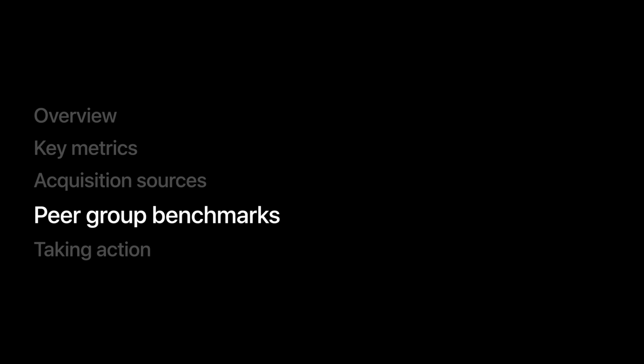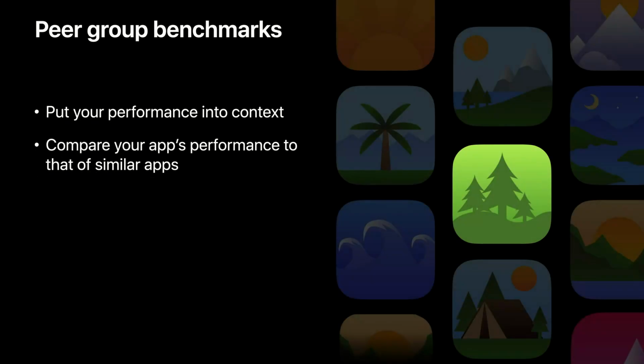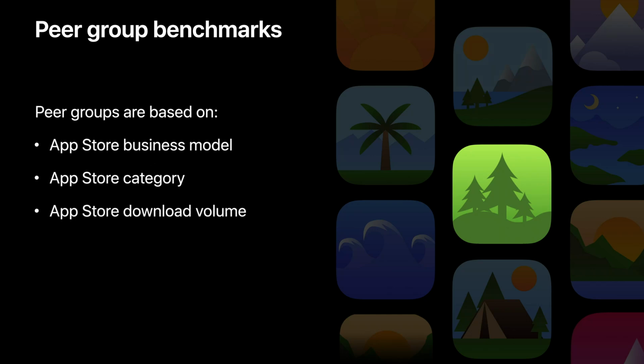Now that we understand how to analyze our metrics and sources, let's take a look at peer group benchmarks. Peer group benchmarks help you put your app's performance into context by comparing your data to that of similar apps on the App Store. To help you get an accurate comparison, Apple places your app in a peer group based on your App Store business model, like free, freemium, or paid, your App Store category, and the amount of App Store download volume you receive, which enables you to get specific comparisons for your app.